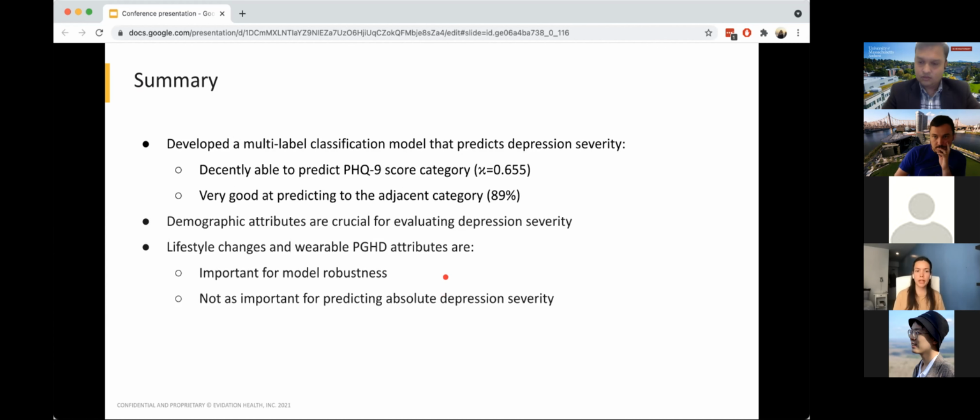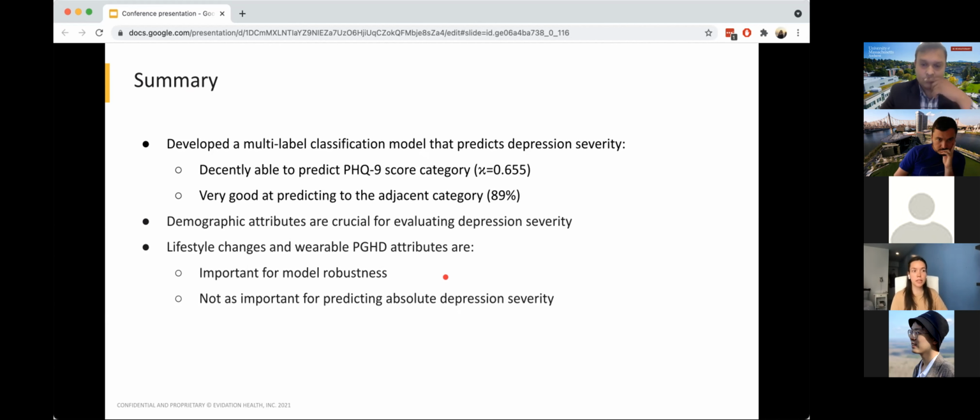So to summarize, we have been able to develop a multi-label classification model that predicts depression severity with a decent ability to predict PHQ-9 score category and a very good ability to predict the adjacent category. We have found out that demographic attributes are crucial for evaluating depression severity, and lifestyle changes and wearable PGHD attributes are important for model robustness, but not as important for predicting the absolute category. More specifically, the number of recent active days and the number of recent hypersomnia days are the best wearable PGHD features from our experiments.